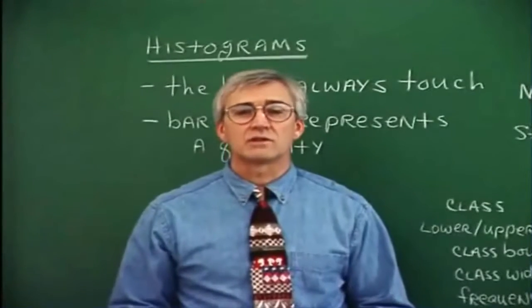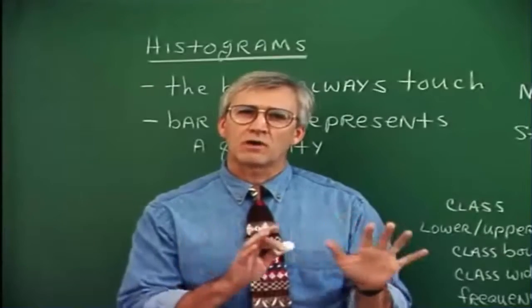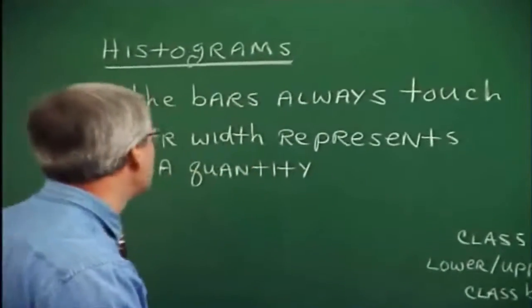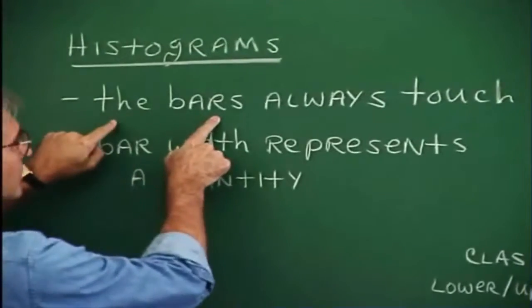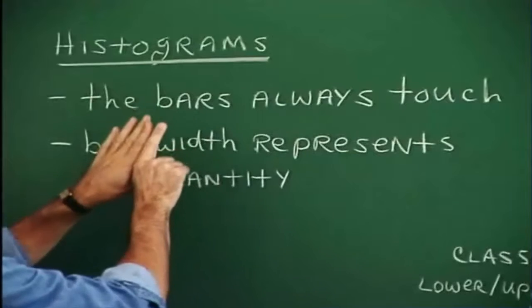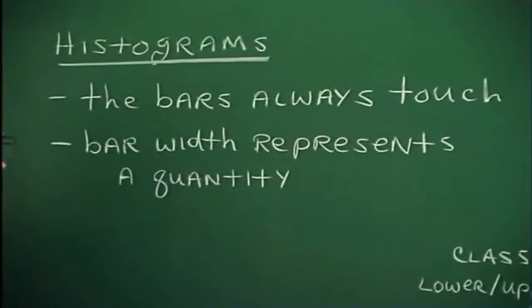Another kind of graph is called a histogram, and it's awfully similar to a bar graph. It looks the same as a bar graph, but there are a couple of significant differences. In a histogram, the bars involved in the graph always touch one another. That is, they're shoulder to shoulder, those bars are. And the bar width represents some kind of quantity.